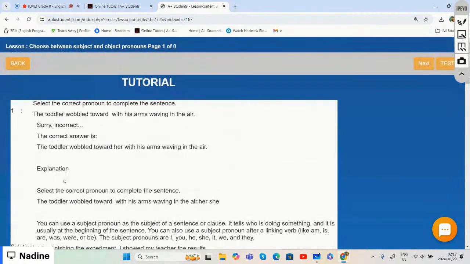If we look at this activity, it says the toddler wobbled towards his arms, waving in the air. So the toddler wobbled towards, do we say towards me or do we say towards you with his arms waving in the air? We need to choose the correct option.